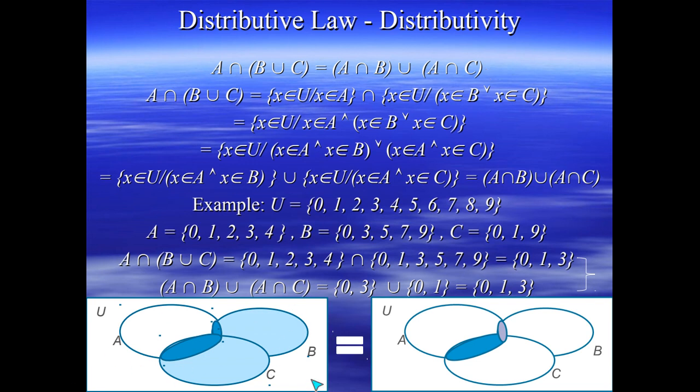In Venn diagrams, you see, we can see it as B union C first in parentheses. So I just shade B and C together and intersect it with A. I shade the common area with this A, which is this foot-like area, or whatever, this area.